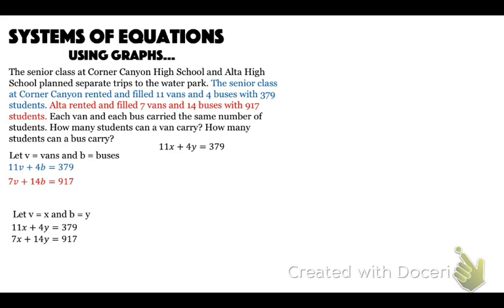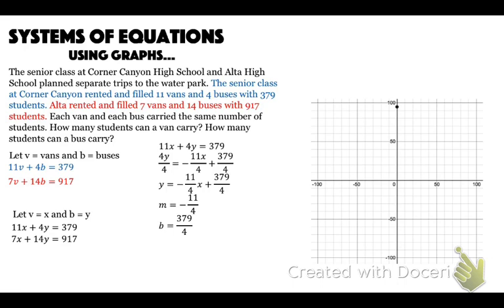So let's look at the 11x one first. We're going to solve this for y, so I'm going to subtract the 11x over. So I have 4y equals negative 11x plus 379. Divide by 4, and you get y equals negative 11/4 x plus 379 over 4. Which 379 over 4 is exactly 94.75. So m equals negative 11/4, b equals 379/4, which we can graph.